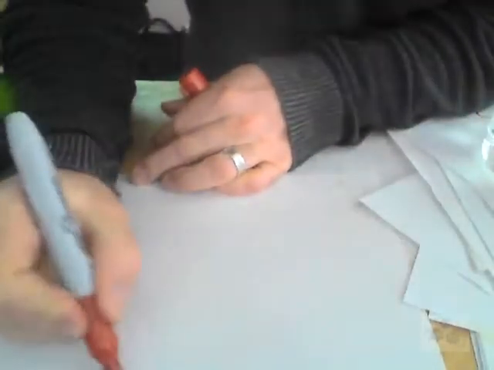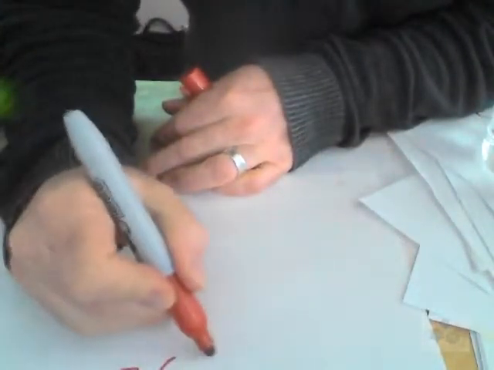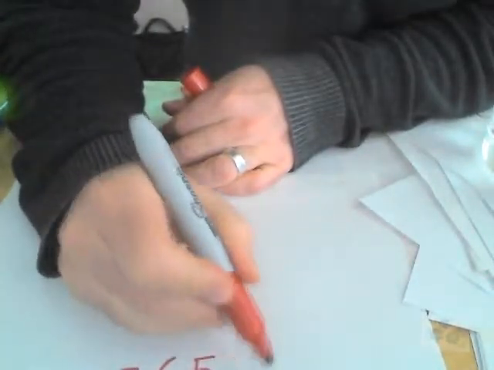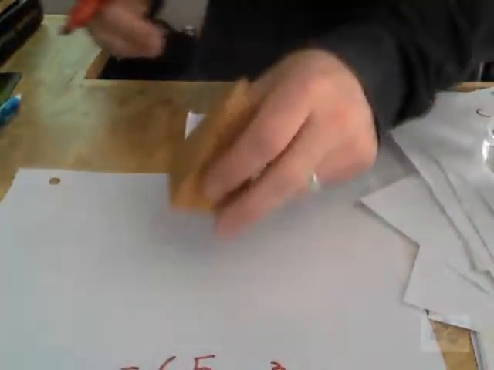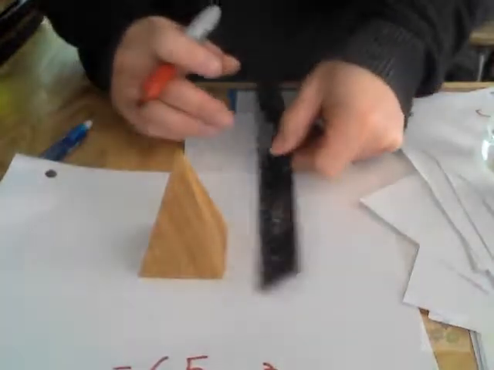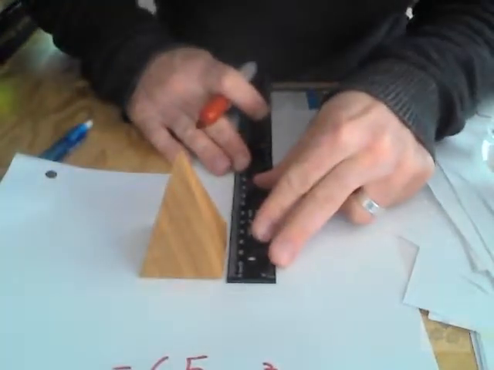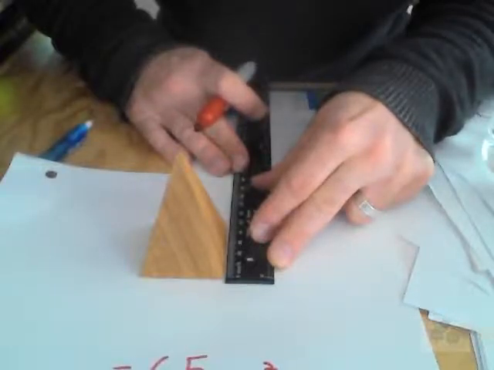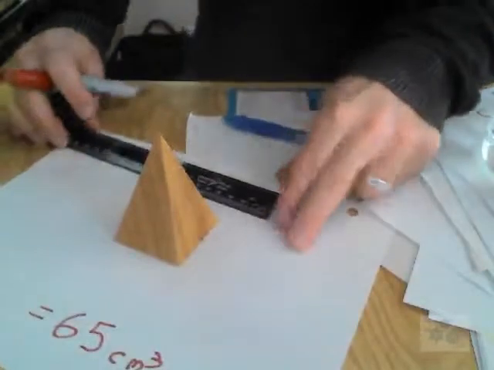What's that difference? 485 to 550. Okay, 65 you said? 65. Is that agreed, the rest of you? Okay, so about 65 centimeters cubed. Okay. So this pyramid here, let's see if we can do some measurements here. Okay, so this pyramid is exactly 4.9 by 4.9, shouldn't it?